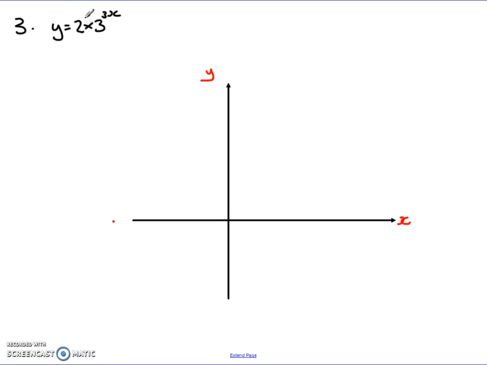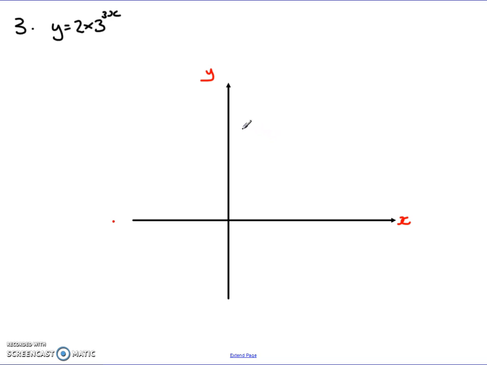The second transformation we have to then look at is the 2 times. So what this does is it multiplies everything in the graph by 2 and stretches it. So our point that was at 0, 1 will now stretch up to 0, 2. And all of our y values for this will stretch up. So y value that was at 1/3, 3 will now stretch up and go to 1/3, 6.